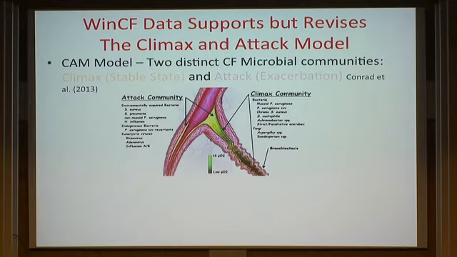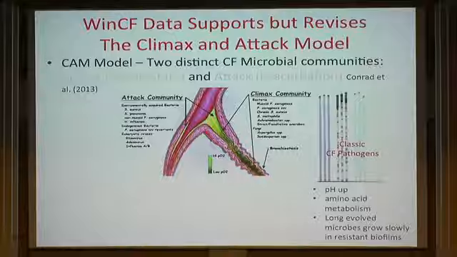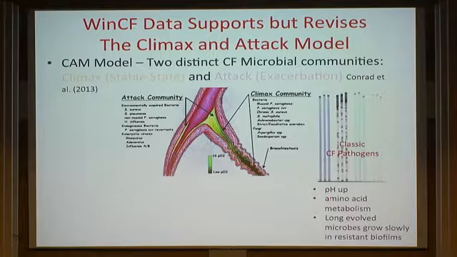So what we think this can do then is kind of revise the climax and attack model. It was originally thought of as a colonization event. It may, in fact, be. We think that really what we're talking about is that the core physiology of these two communities is different, where the climax community, consisting of bacteria like Pseudomonas aeruginosa, raises the pH of the environment through amino acid metabolism, long evolved microbes, highly antibiotic resistant.